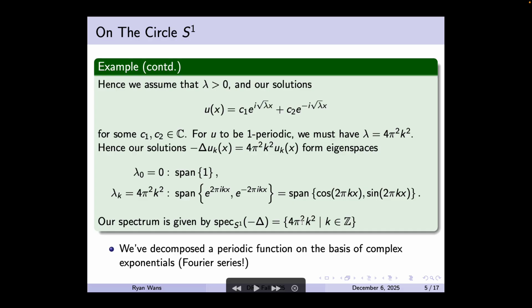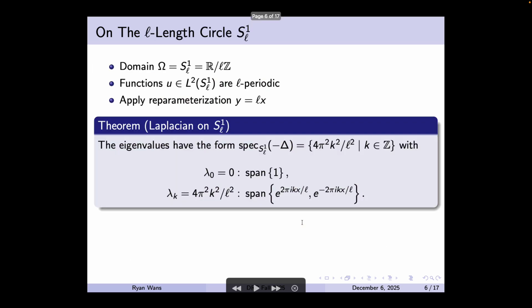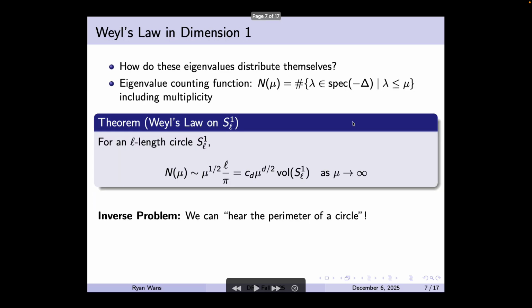What we've effectively done is decompose this periodic function on the basis of complex exponentials, which, as you probably know, is the Fourier series, which you can take for any periodic function in L2. And to generalize this a bit further, with a circle of arbitrary length L, or R mod LZ, we just do a simple reparameterization. I'm not going to show the details, but you just replace x with x over L, and you go through the calculations again. Your spectrum is now 4 pi squared k squared over L squared, and the eigenfunctions also have a division of L in the exponent. So pretty simple, pretty interesting, I guess.